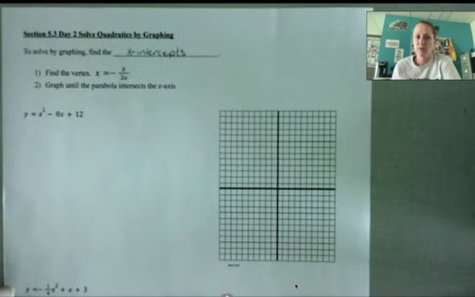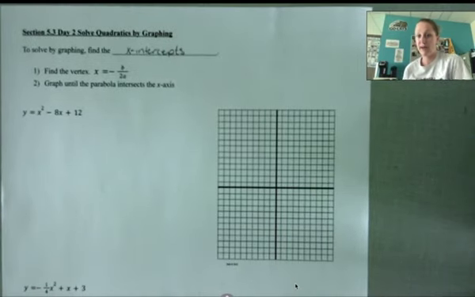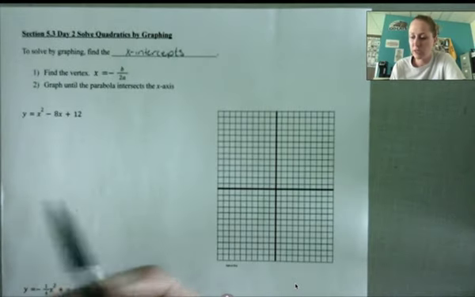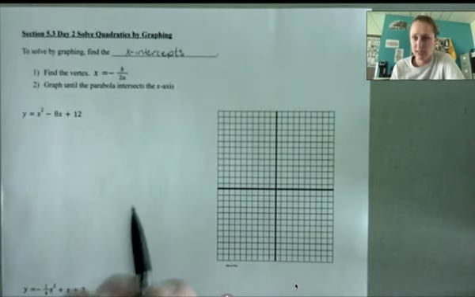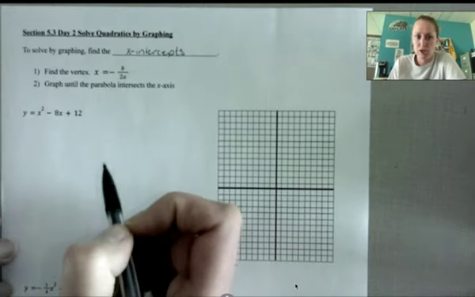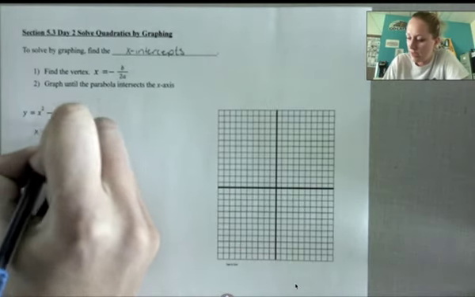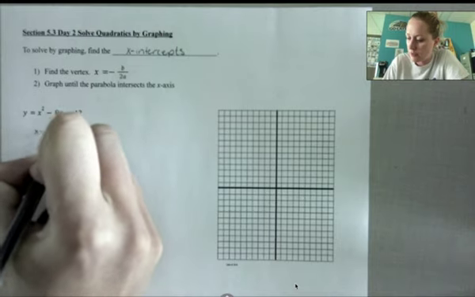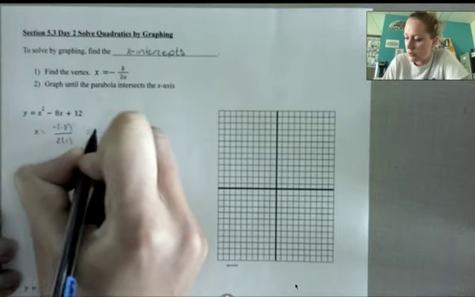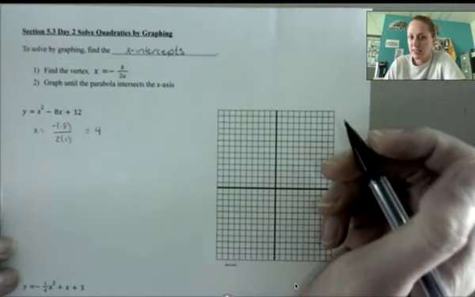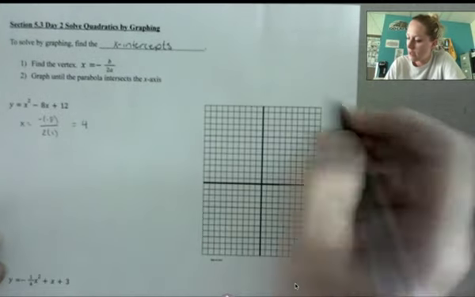We're going to continue solving quadratics, and we're going to solve by graphing this time. So we've already practiced graphing quadratics, so the first thing we're going to do is find the vertex. I'm going to use my equation, negative b over 2a. Here I have negative negative 8 over 2 times 1, so 8 over 2 is 4. So my axis of symmetry is 4, okay?